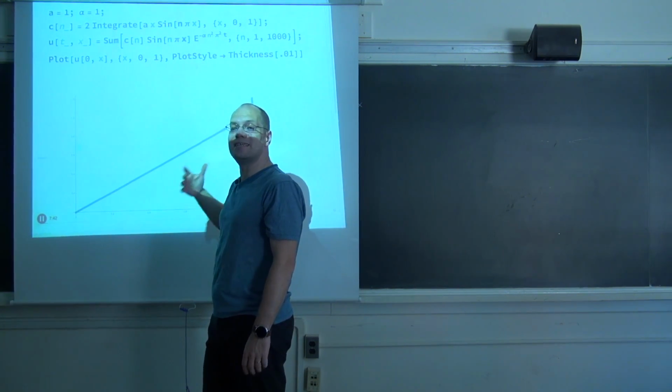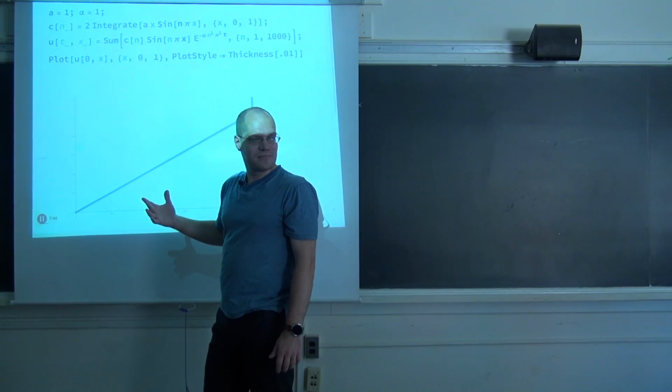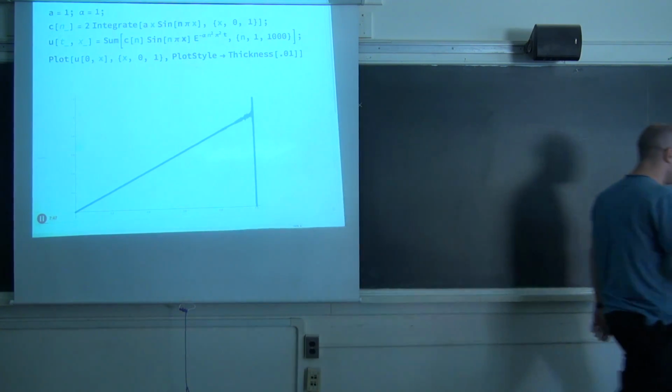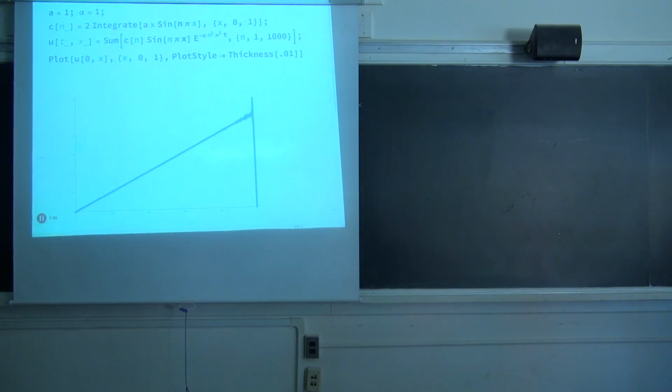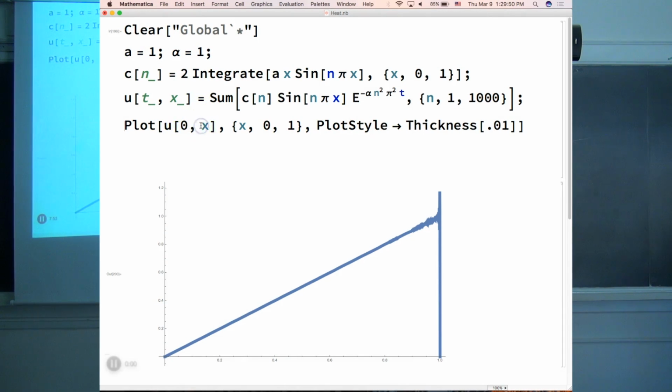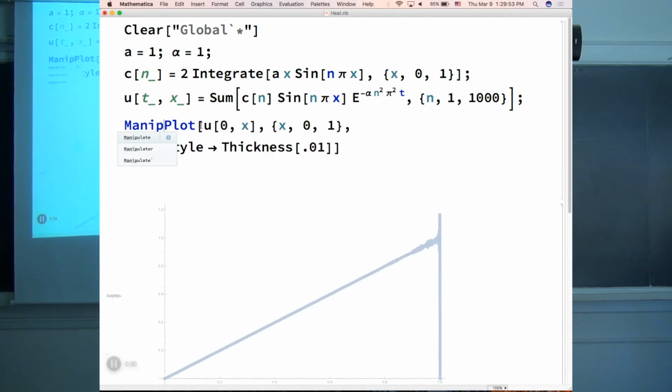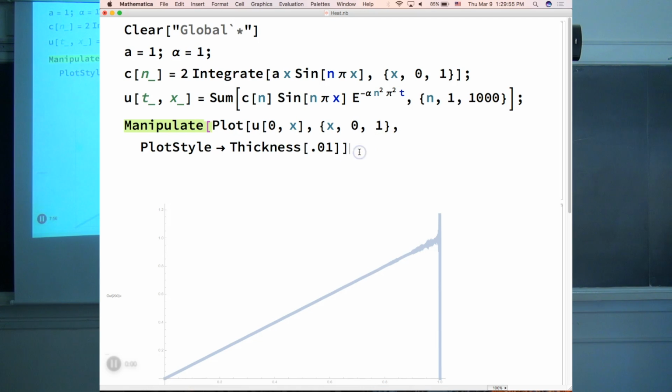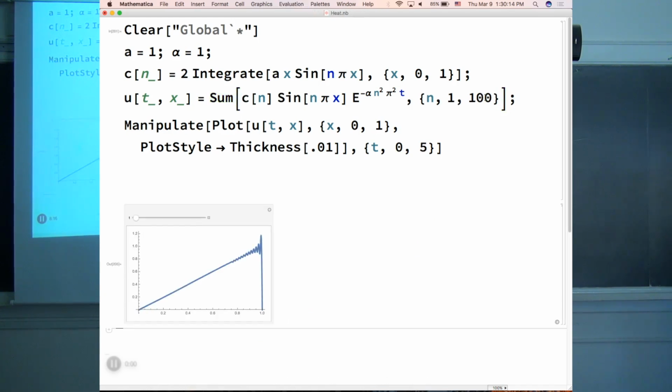So now let's actually see the evolution as time changes. For that, all you need to do is take this same thing and say manipulate, with t varying from 0, well, let's go up to 5 seconds. Okay, and now instead of 0, I can put in t here. Okay, let's not do 1,000 terms. You guys are with me on that, right? Okay, so here it is.